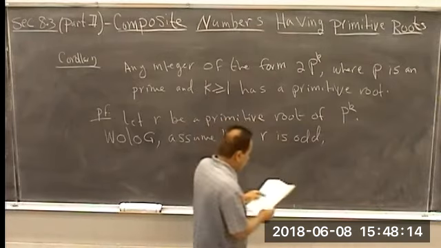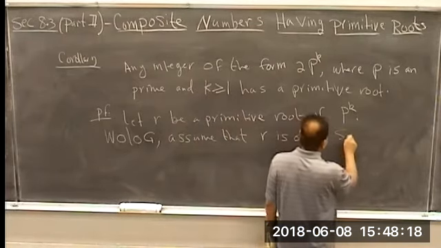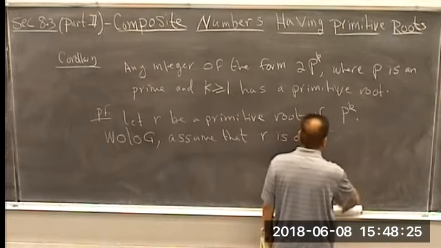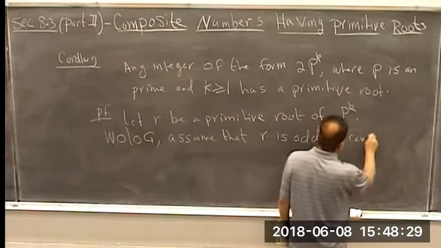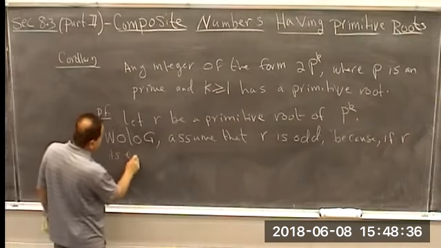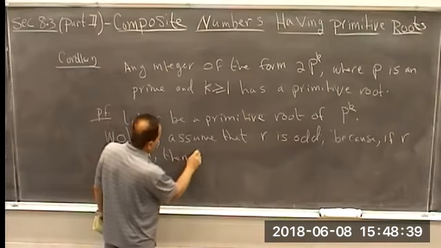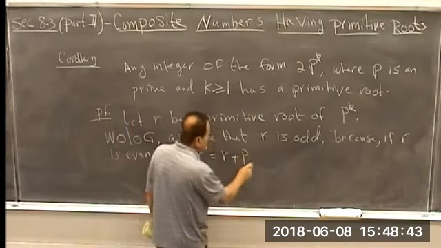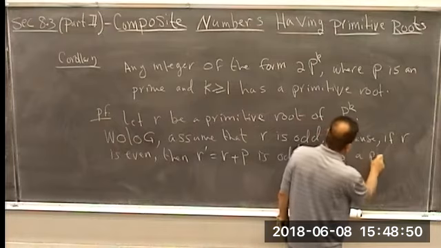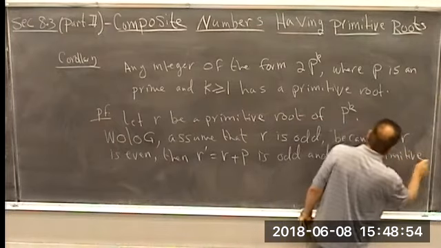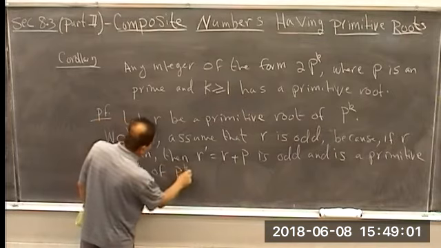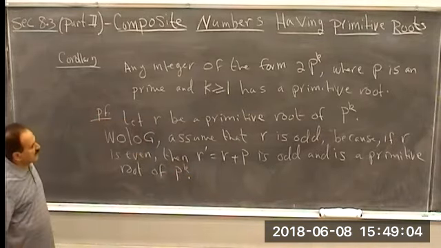All right? Because if r is even, then r prime, which is equal to r plus p^k, is odd and is a primitive root, as we have seen, of p^k. But we're just going to restrict ourselves so that r is odd.